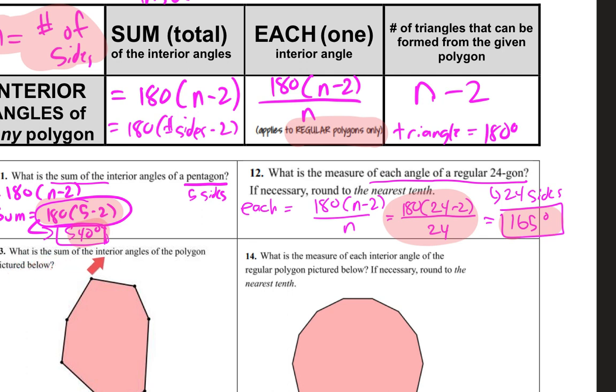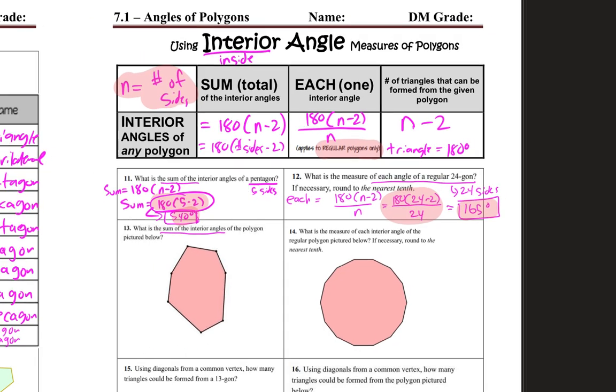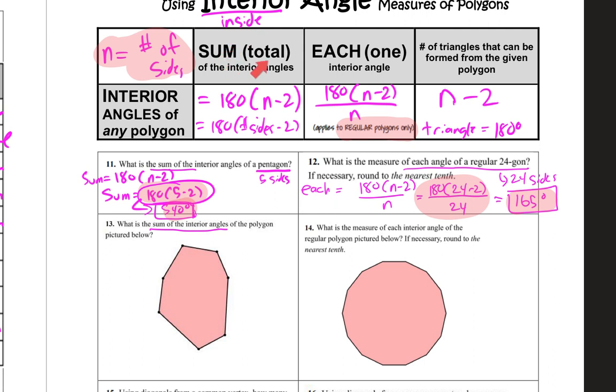What is the sum of the interior angles of the polygon below? Sum of the interior angles. So the sum of the interior angles is 180 times n minus 2. So the sum is going to be equal to 180 times something minus 2, and n is the number of sides. So let's count the number of sides. 1, 2, 3, 4, 5, 6, 7. So 7 sides.